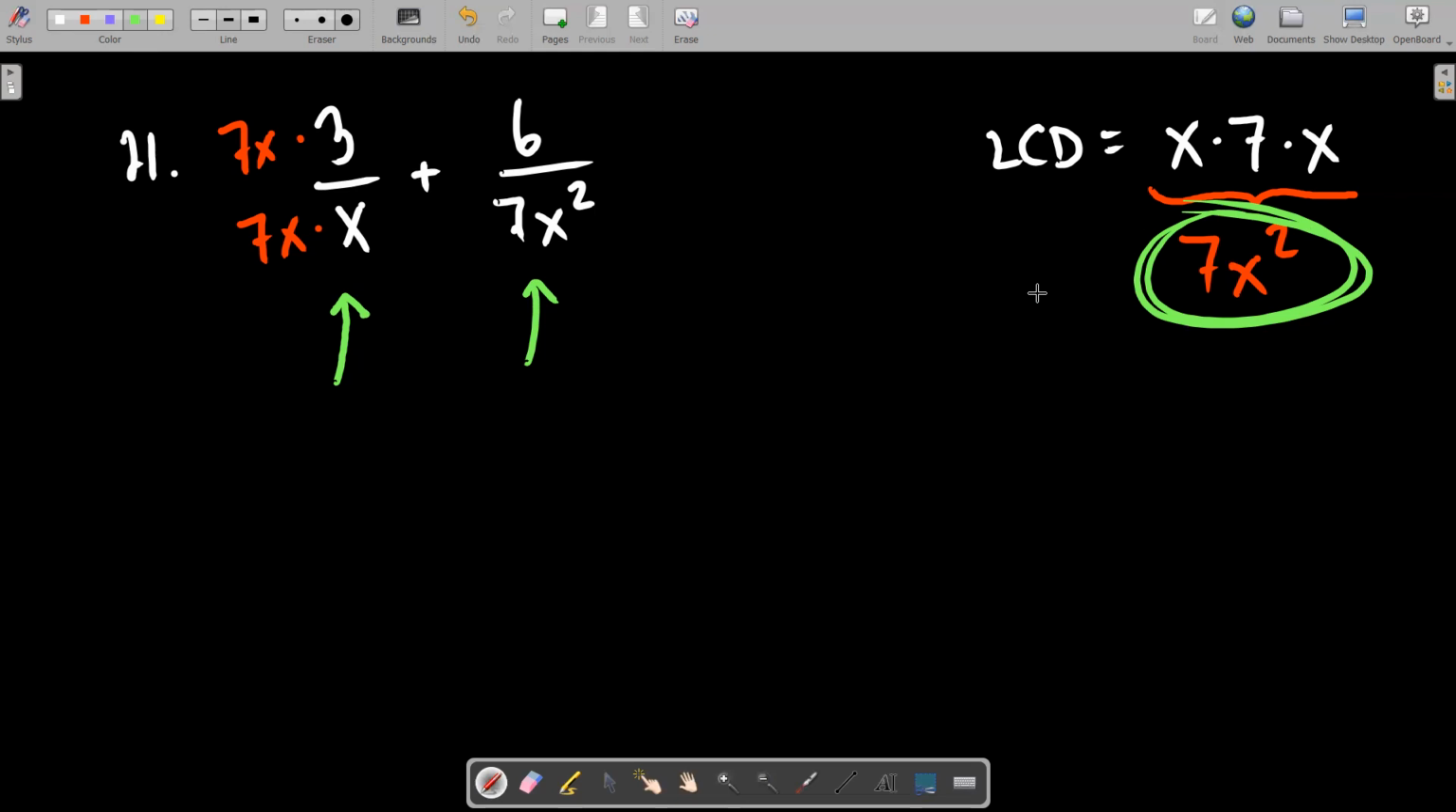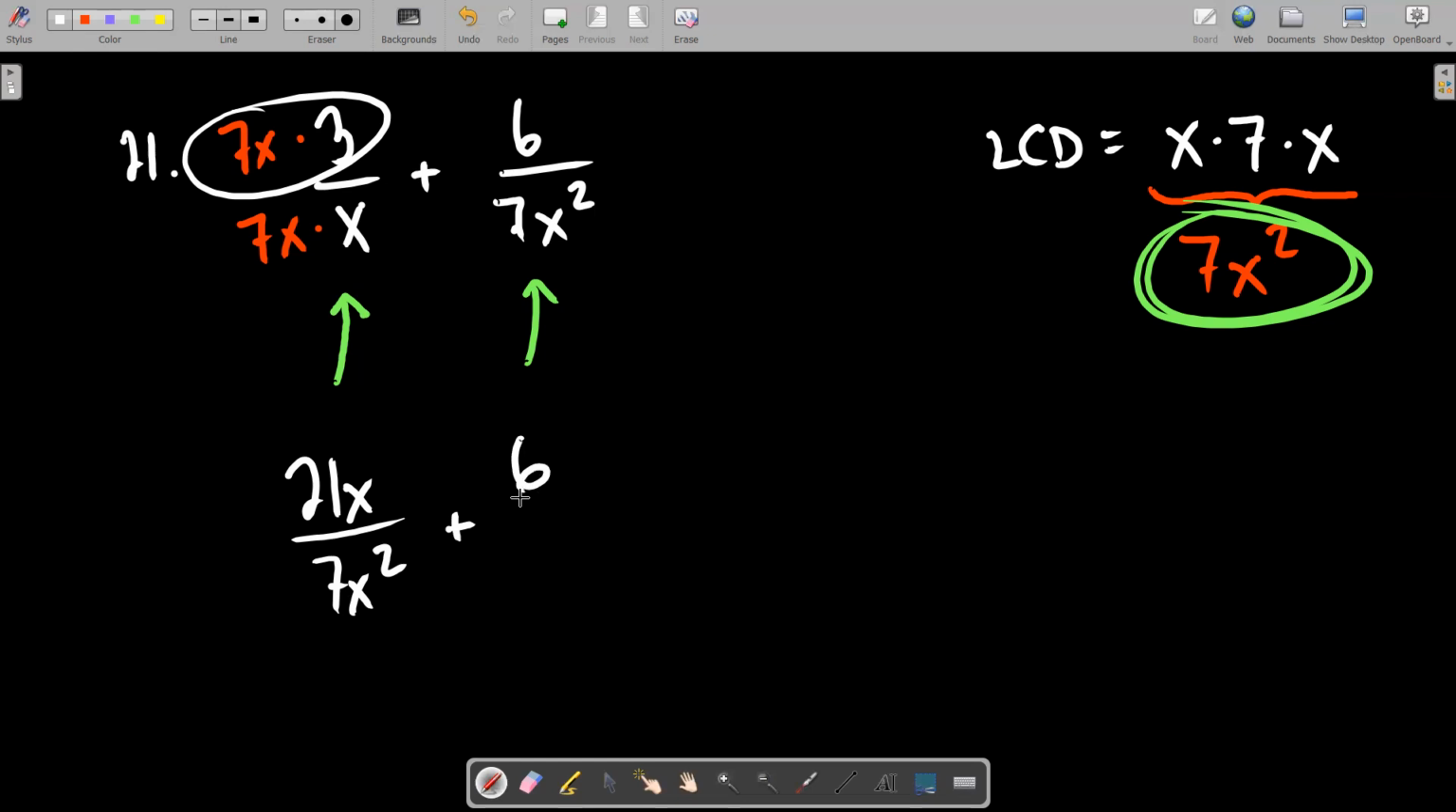Soon the least common denominator isn't going to be the same as either of them. It will have to change them both. So for now, if I perform these red and white operations over here, this first fraction becomes 21x over 7x squared. The second fraction just stays as 6 over 7x squared. And what's the answer at this point?